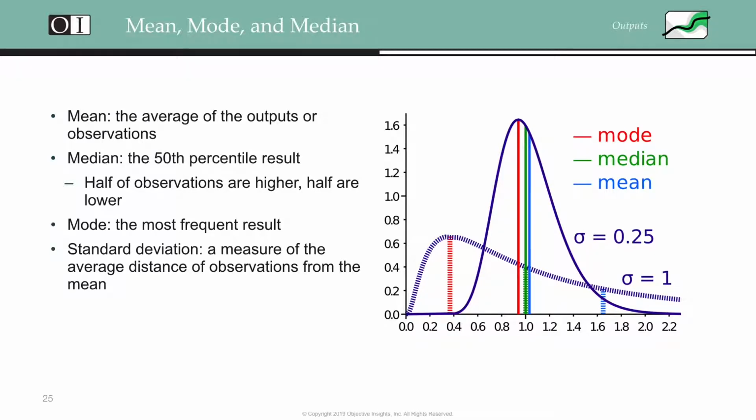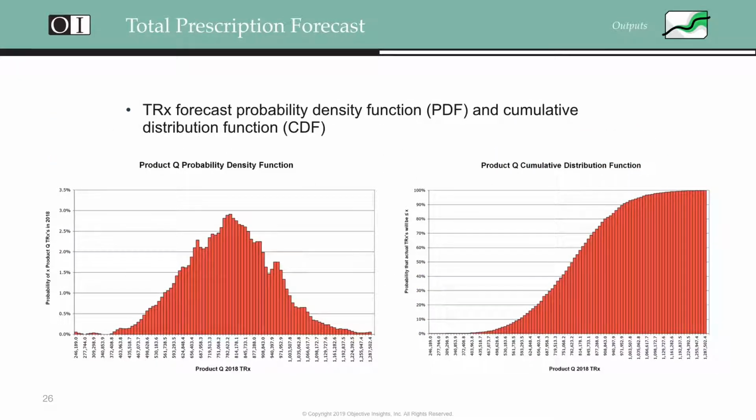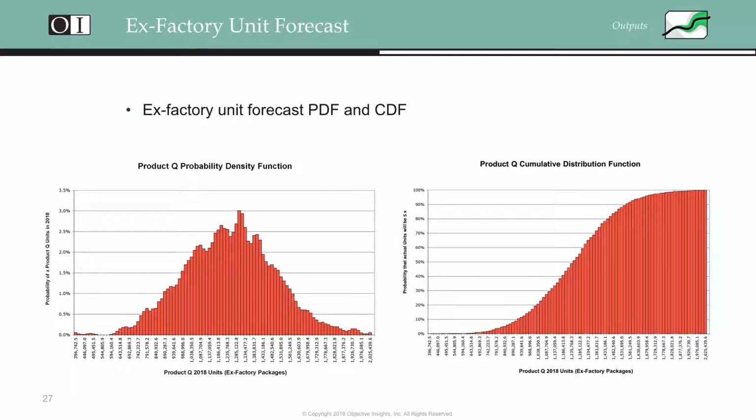Now, if we look at, say, the total prescription forecast, we can represent it both as a PDF and a CDF. So what's on the left and the right are identical data sets. They're just represented differently. Another output we could have would be X factory units, and that's represented both as a PDF and a CDF. Now, we've talked about PDFs and some of their advantages. Why do we even worry about cumulative distribution functions? And that's because they are very easy to use for looking at thresholds.